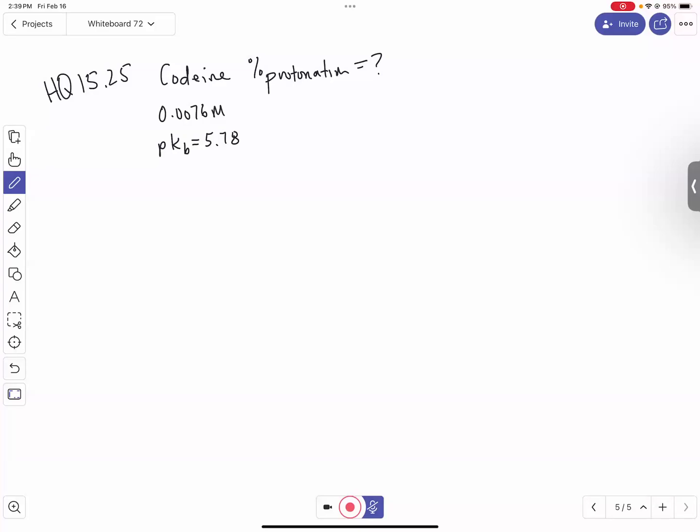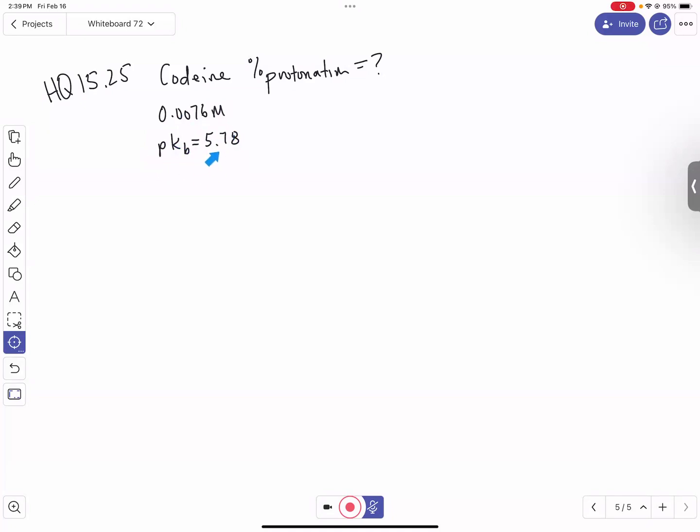So for homework question 25, they tell us that codeine is a weak base, and they want to know the percent protonation of codeine of a 0.0076 molar solution of codeine, given that the pKb is 5.78.